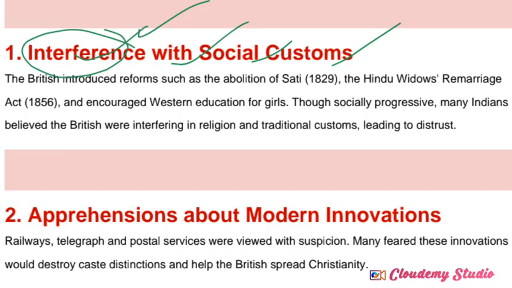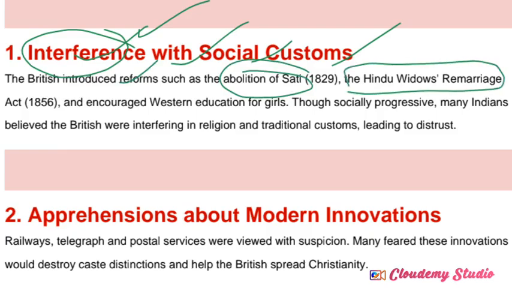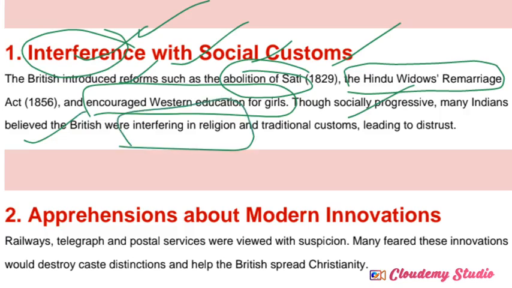The British introduced reforms such as the abolition of sati, the Hindu Widow Remarriage Act, and encouraged Western education for girls. All this we call the reforming activities introduced by the Britishers. But at the same time, some very orthodox Indians started to oppose all the policies introduced by the Britishers. Though socially progressive, many Indians believed the British were interfering in religion and traditional customs, leading to distrust.